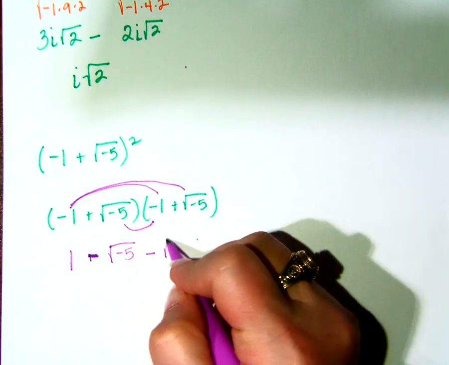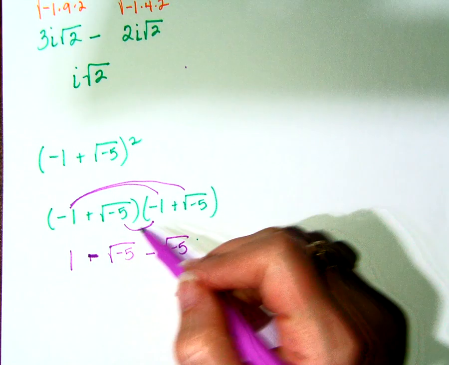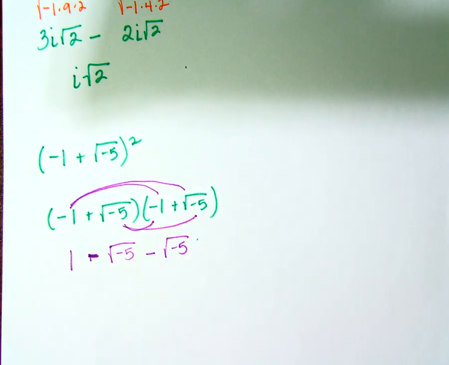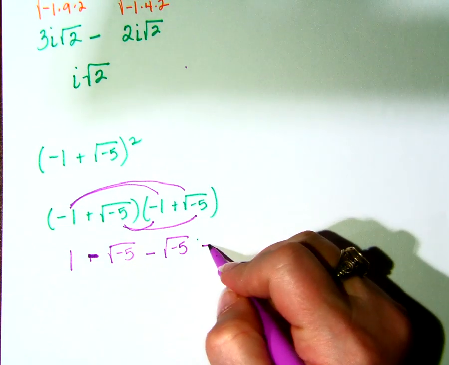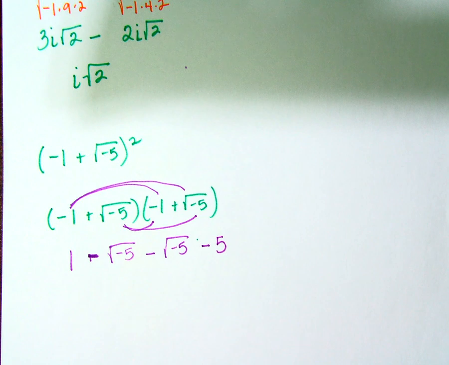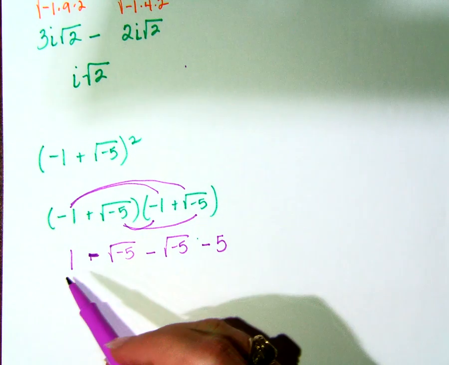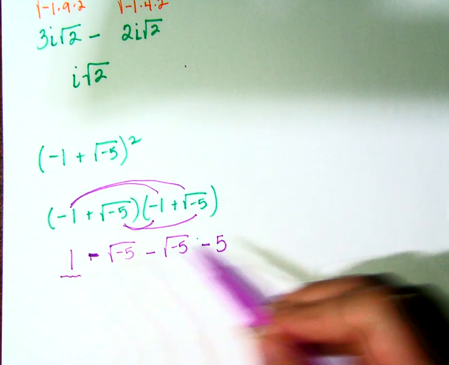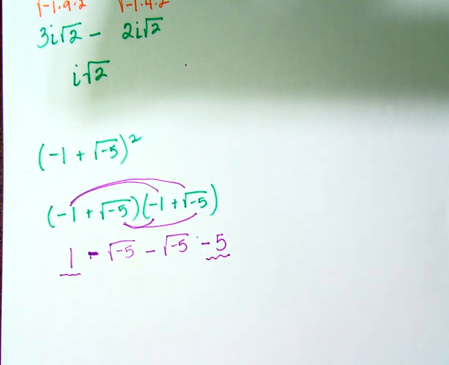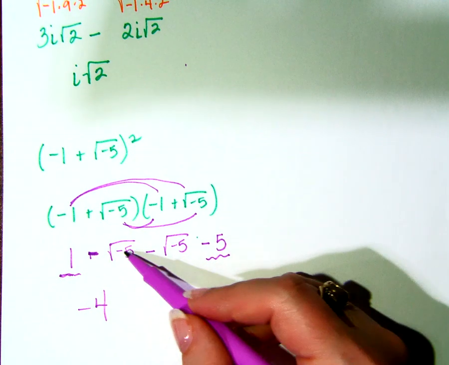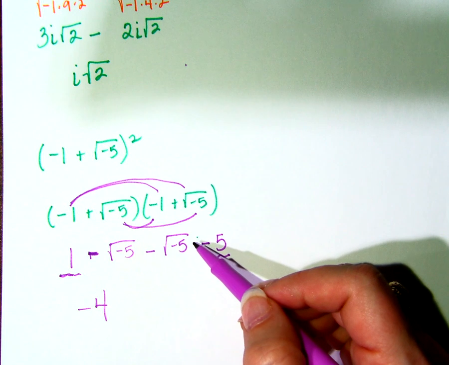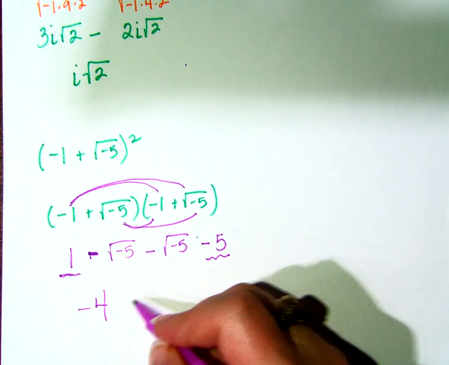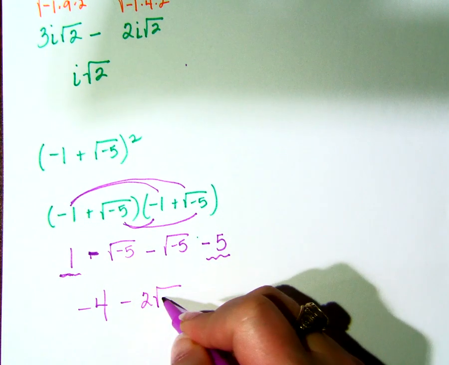It's negative square root of negative 5. So what's the square root of negative 5 times the square root of negative 5? If I'm squaring something that's in a square root, I just get the thing that was in the square root. So I have a 1 and a negative 5. Combining like terms, what does that give me? Negative 4. And then I have a negative square root of negative 5 and another negative square root of negative 5. How many of them are there? 2. So minus 2 square roots of negative 5.